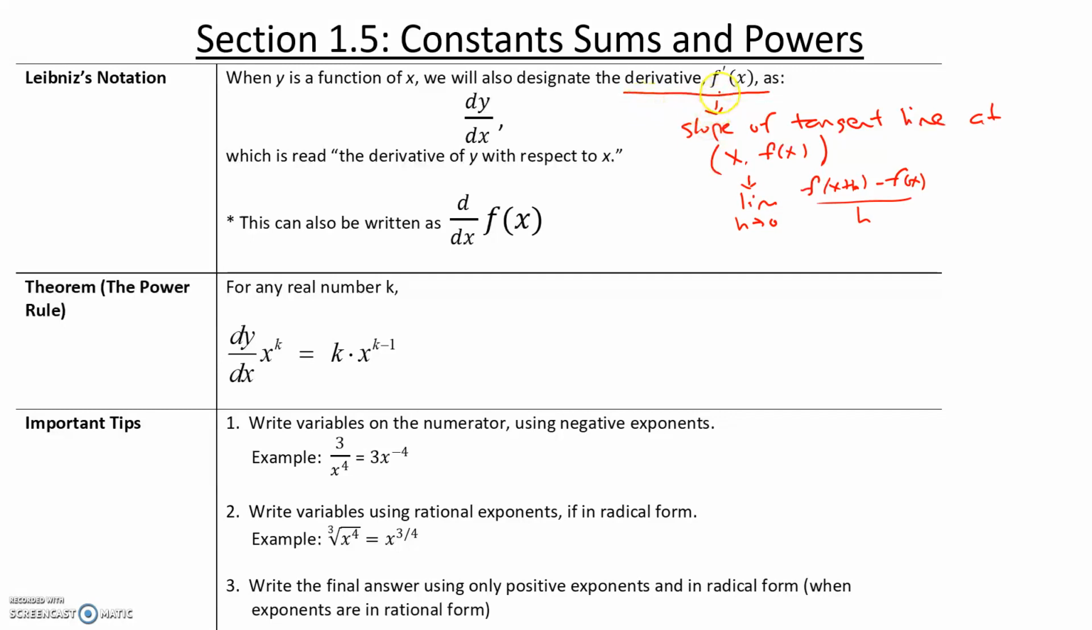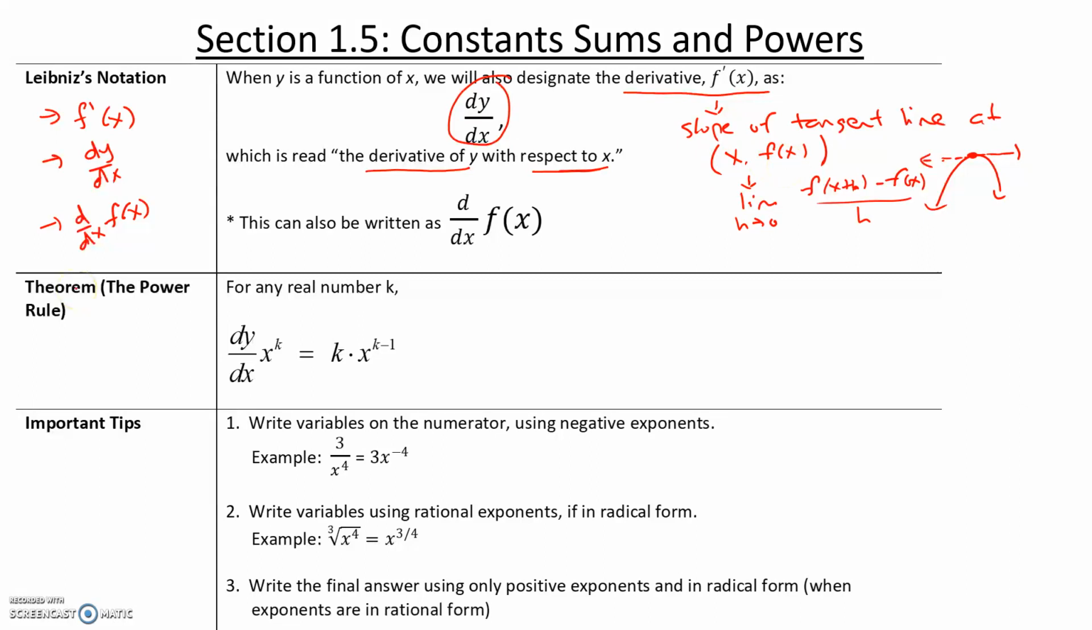The derivative f prime of x can also be referred to as dy dx, which is read as the derivative of y with respect to x. It can also be written as d dx of f of x. So for a quick recap, f prime of x or dy dx or d dx of f of x is all notation for the derivative, which is the slope of the tangent line at the point x comma f of x. So if you have a curve and pick a point, then the slope of that tangent line will be the derivative at x equals whatever x comma f of x is.